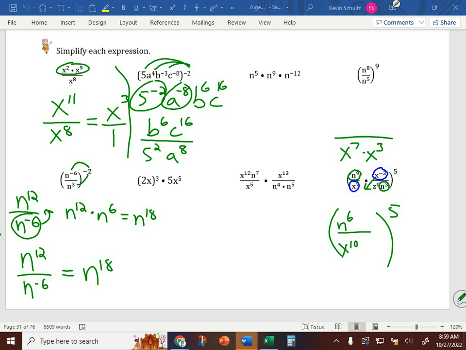We could have also subtracted the powers, like we did with the n's. Negative 3 minus 7 would give us x to the negative 10th in the numerator, which would then move down to give us x to the positive 10th in the denominator. Okay, multiple ways to think about it. Just got to do it right.